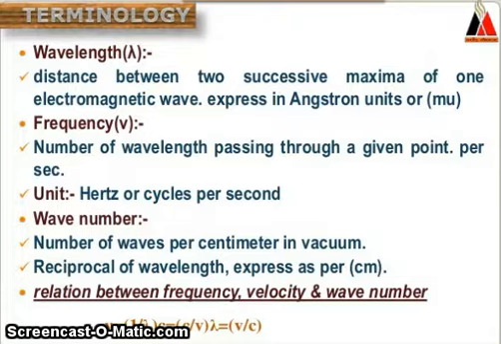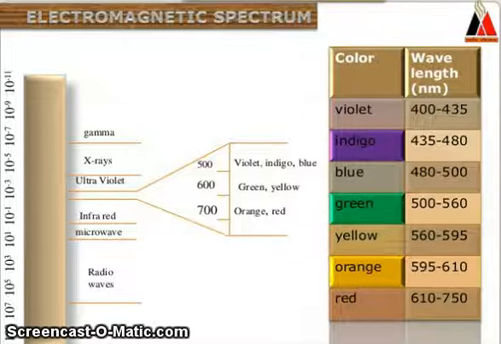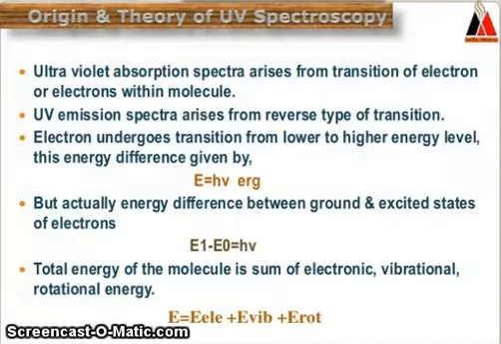What is the relation between frequency, velocity and wave number? Wave number is equal to 1 by lambda, which equals frequency by c. Frequency is equal to c by lambda, and wave number is equal to frequency by c. This is the electromagnetic spectrum. You can see gamma rays, X-rays, ultraviolet, infrared, microwave, radio wave.